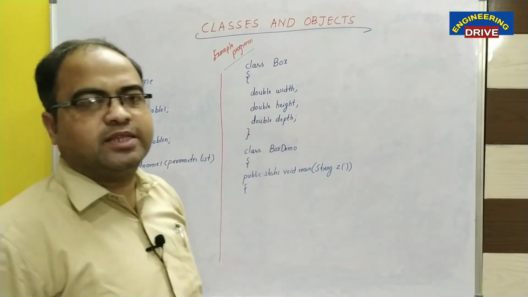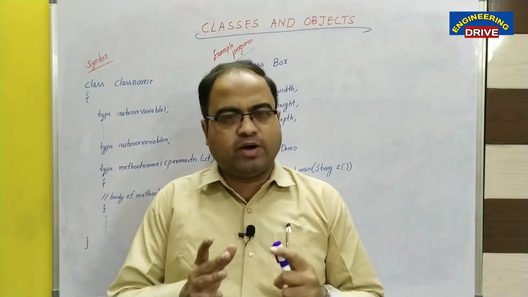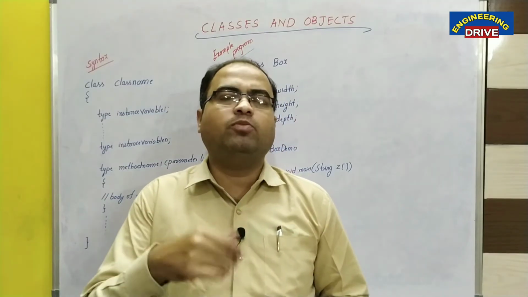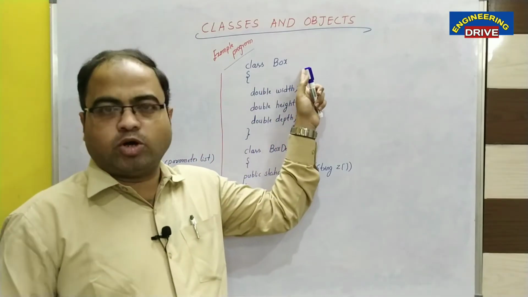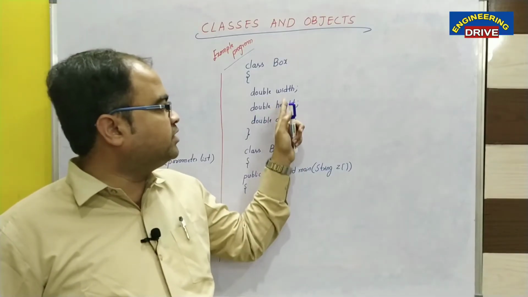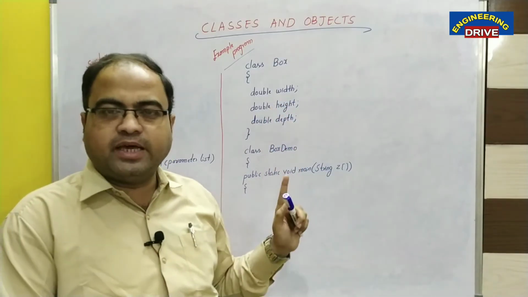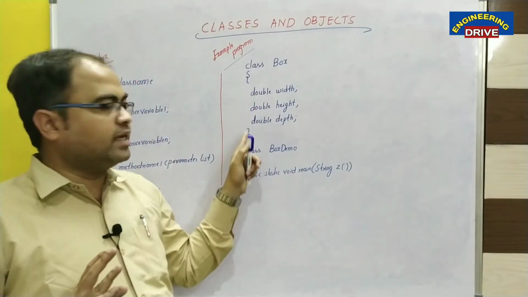What I want to find out in this program is the volume of a box. I want to find out the size or volume of my box. For that reason, I have taken the class name as Box. And how many instance variables have I declared? Three instance variables, width, height and depth. They all belong to the data type double. Now I have closed the class.